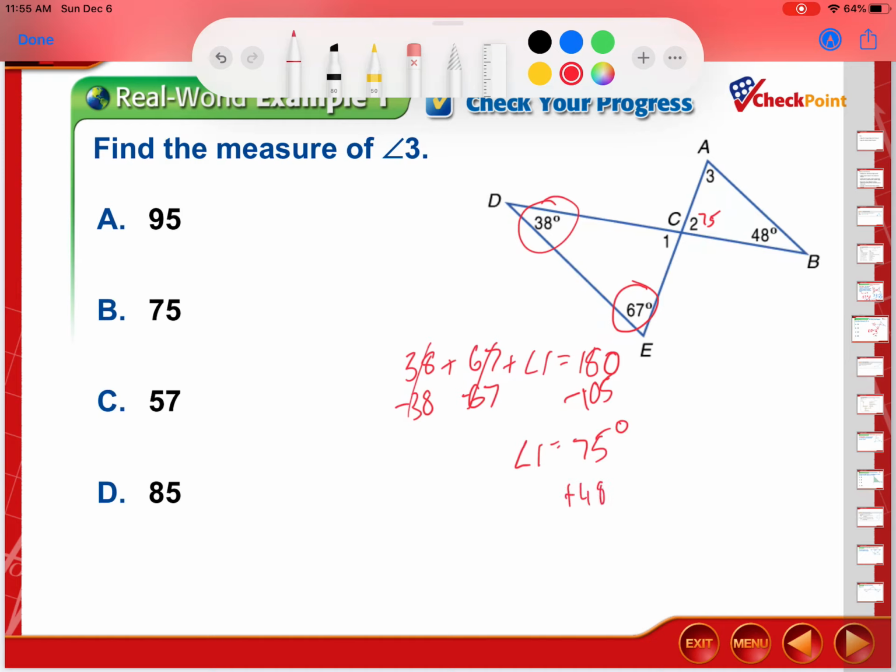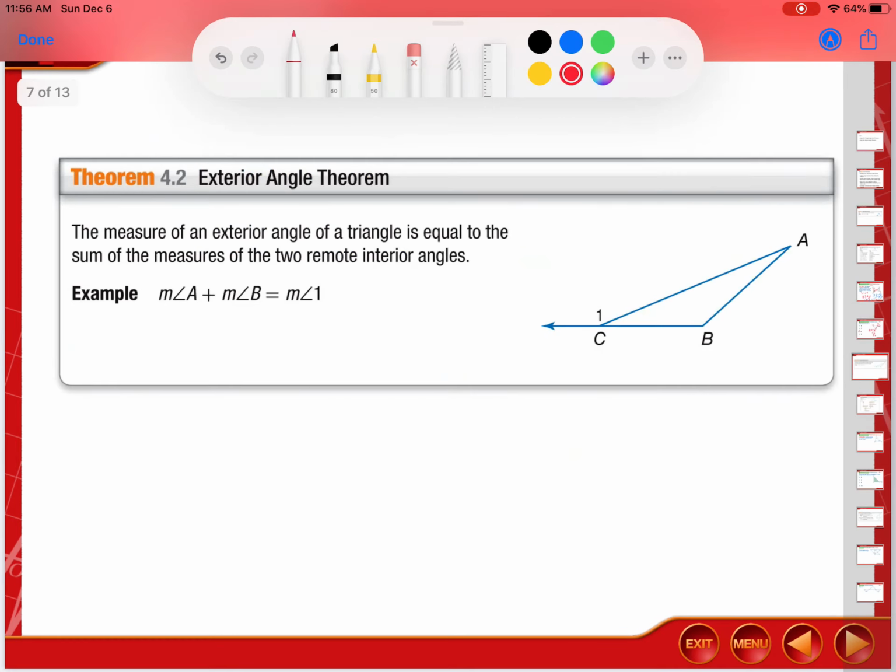So once again, because they are vertical angles, if we add up 75 plus 48, we're going to get... I'm trying to do this in my head and it's just not going well today, folks. So carry the 1, would be 2, 123. So 123 degrees for these 2 angles, which means our final angle is going to be 57. So our final answer would be C.